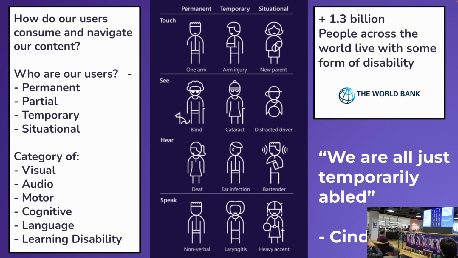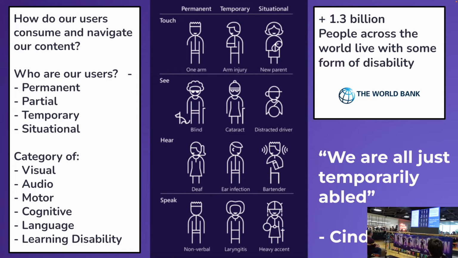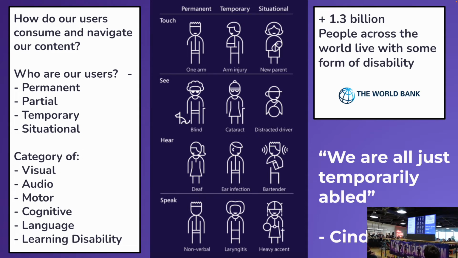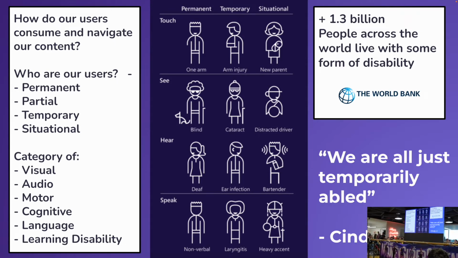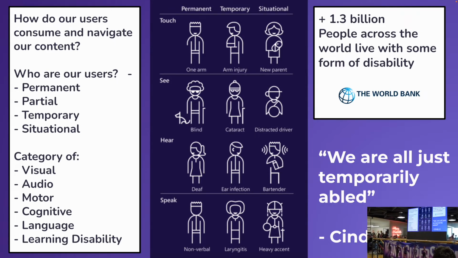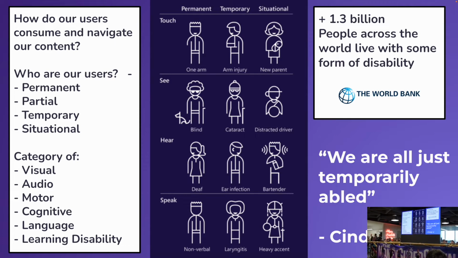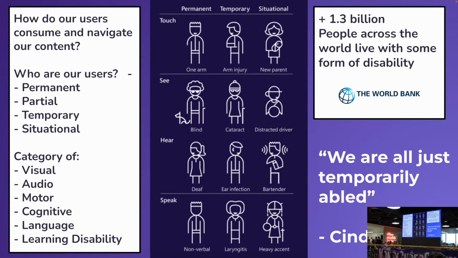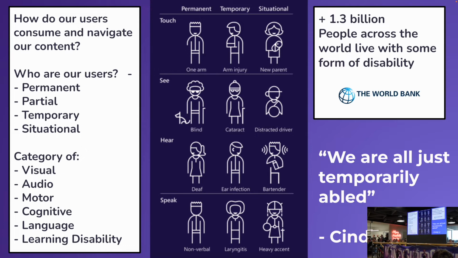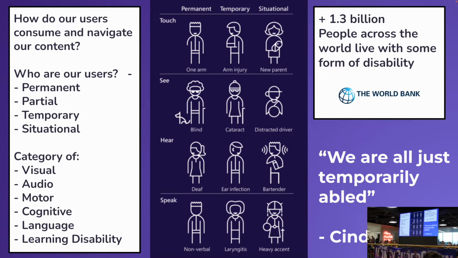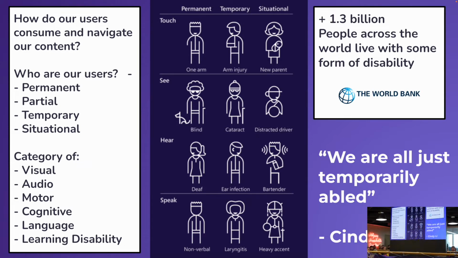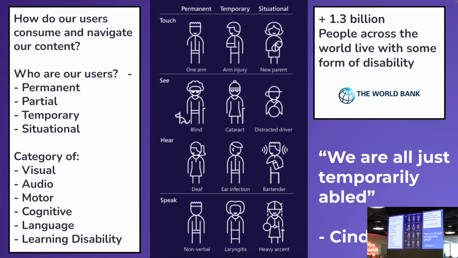Alright, so we've talked about different users ranging from our students, ranging from different types of learning abilities and backgrounds, but how do our users consume and navigate our content, and who are those users? So it is important to know that 1.3 billion people across the world live with some form of disability, and Microsoft have released a really beautiful graphic here to kind of showcase all the different types of disabilities, whether they are permanent, temporary, or situational, and the category that they come under.